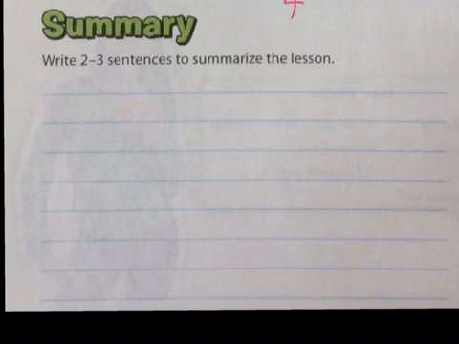Right, 2 to 3 sentences to summarize the lesson. Remember, we learned about proportions, about cross products. We learned to use the constant of proportionality, all in this lesson. So go ahead and write those things down. See you in class.